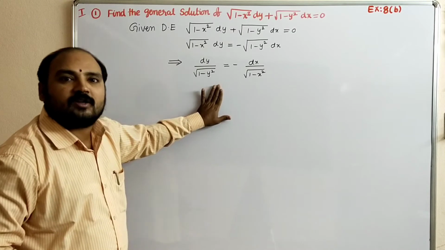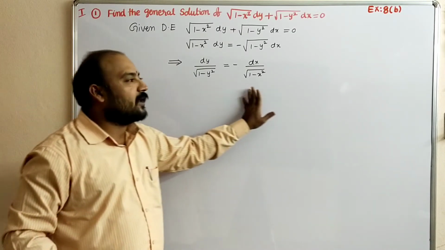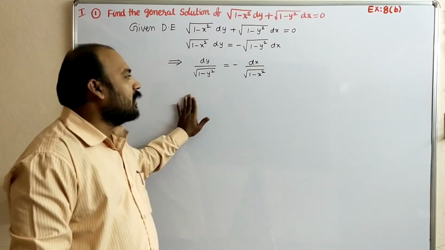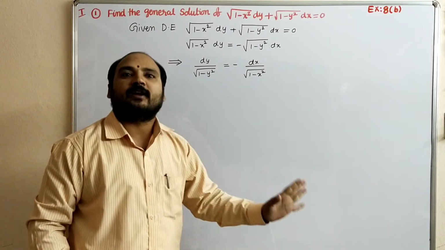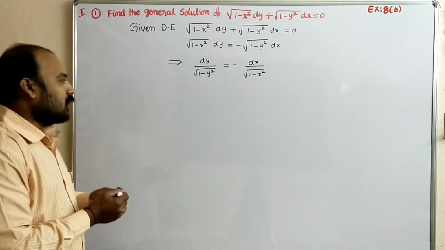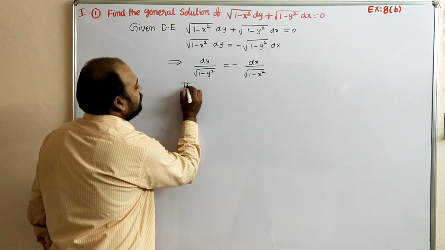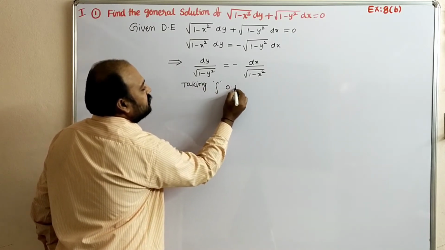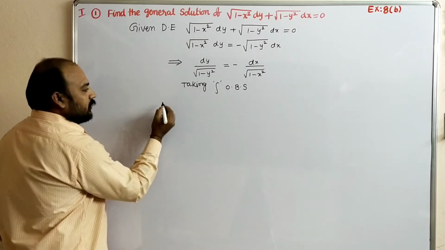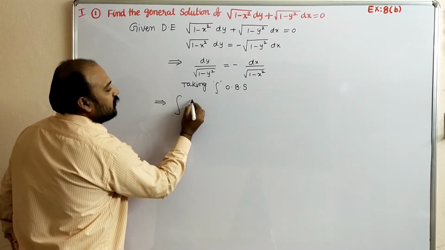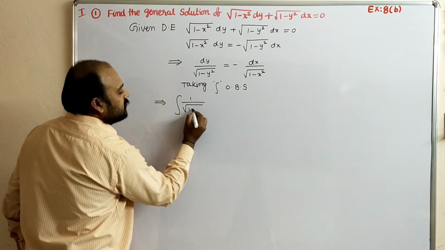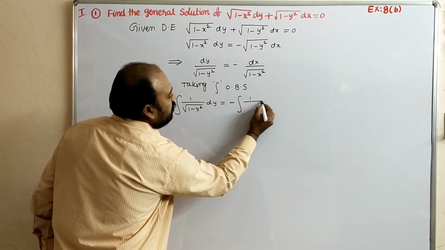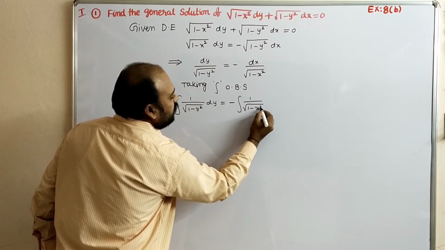Now variables are separated. Y variable separated, x variable separated. As soon as separating the variables, take integration on both sides and then integrate each and every term. So now taking integration on both sides. Now it becomes integral 1 by square root of 1 minus y square into dy is equal to minus integral 1 by square root of 1 minus x square into dx.